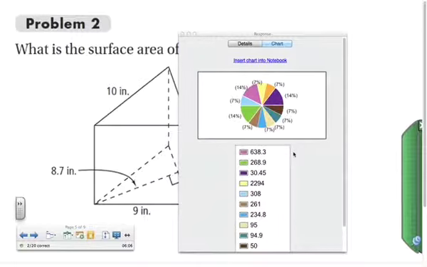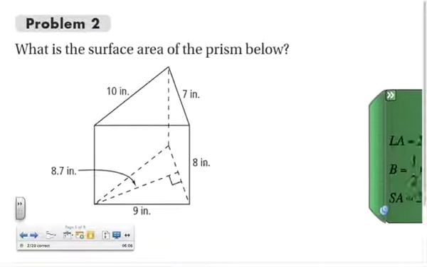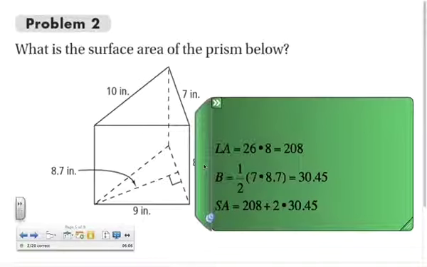And let me show you all of the work for this problem. The lateral area is 26 times 8. Gentlemen, the 26 is the perimeter of the triangle. So your lateral area, the first chunk of your formula, is the 208. And then you need to find capital B. That's the area of the triangular base. Remember, a triangle is just 1/2 base times height. The base of that triangle is 7.